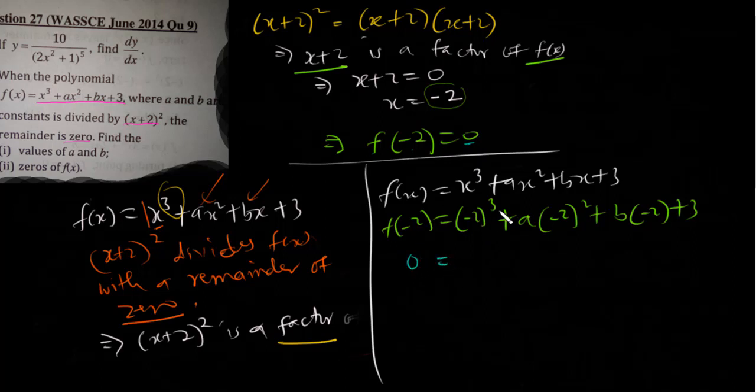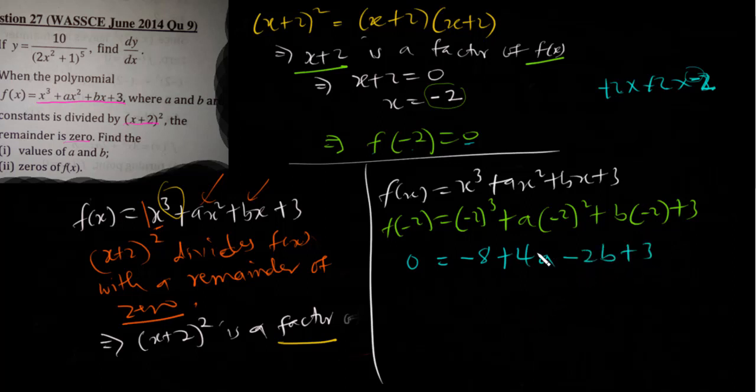So negative 2 to the power 3 is negative 8. Negative 2 to the power 3 means negative 2 multiplying itself 3 times. So 2 times 2 is 4, times 2 is 8, but it is negative, so that's going to be negative 8. The next term is negative 2 to the power 2, and that is positive 4, so we have 4a. And we have b times negative 2, and that is negative 2b. Then we have plus 3.